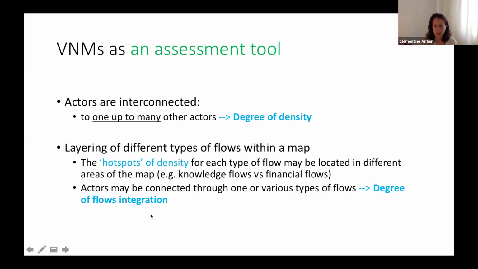And second, we can also observe if the different types of flows are interconnected or not. So when there is a knowledge transfer, is there also a financial capital transfer, or is it separated between different actors and different spaces in the map? So that would be the second concept that I called flows integration, the degree of flows integration.